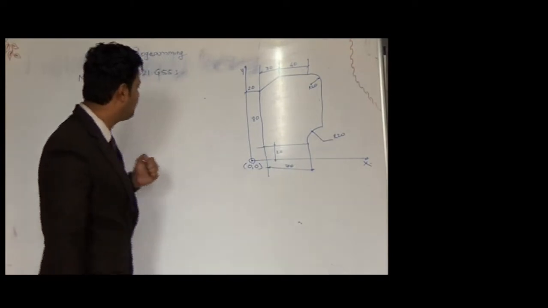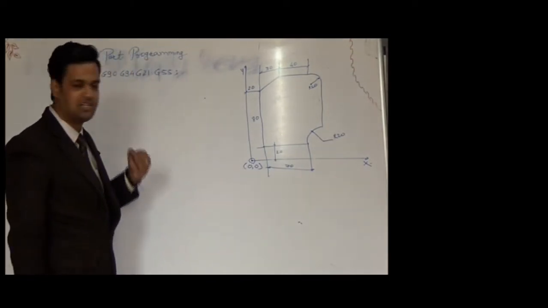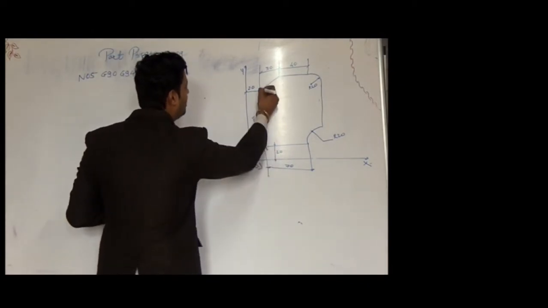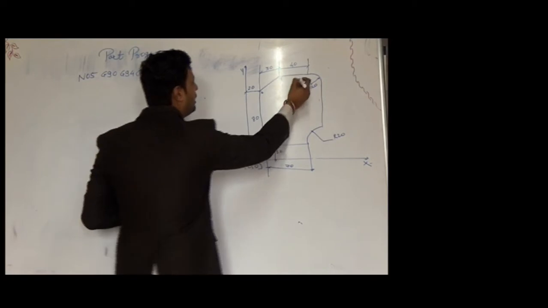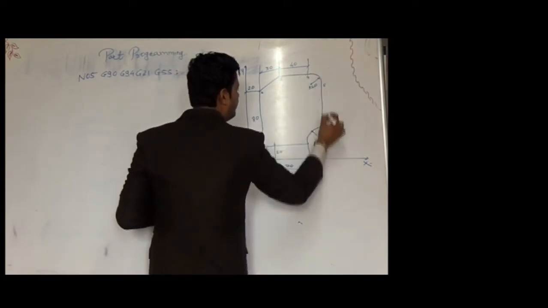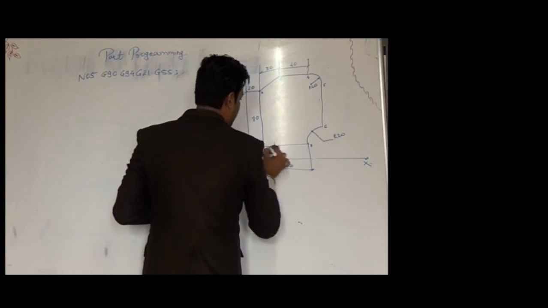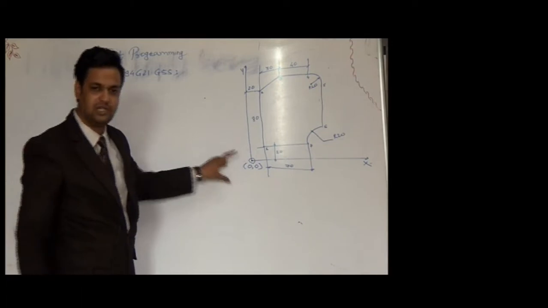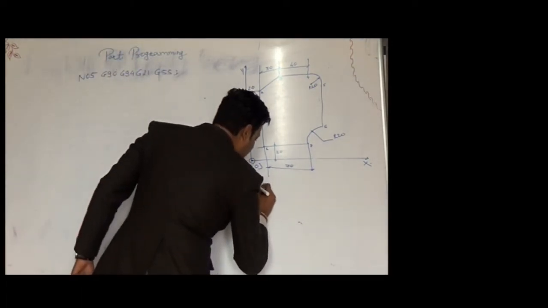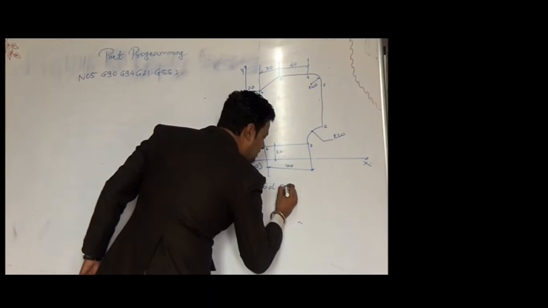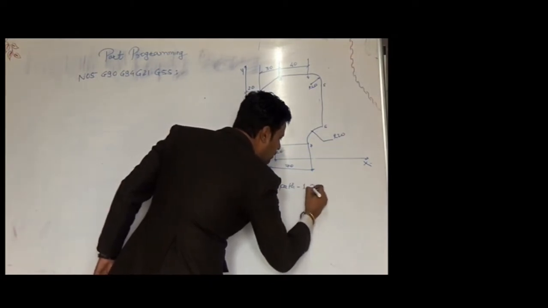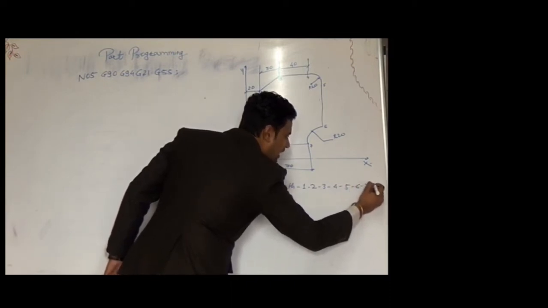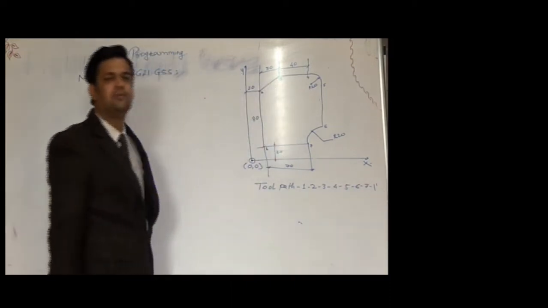So the tool path for this machining is that from this origin point we are going to points number 1, 2, 3, 4, 5, 6, 7 and come back to 1 and again to its original position, that is 0, 0. I will write that tool path: 1, 2, 3, 4, 5, 6, 7 and 1 dash. That is the origin position.